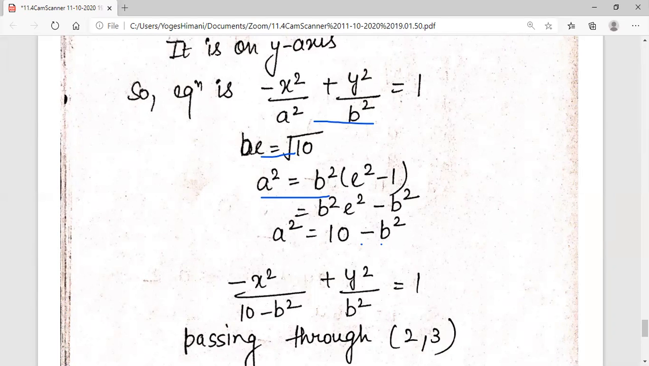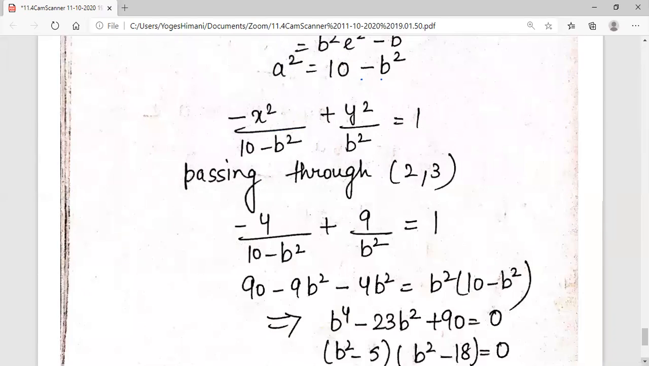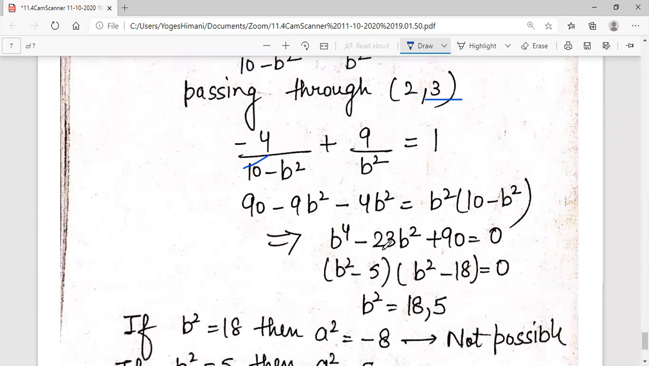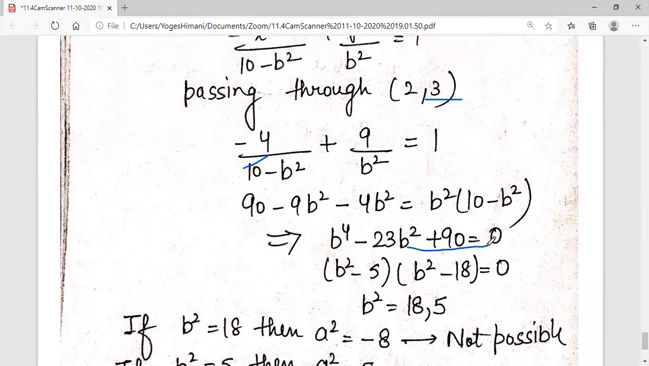Now our hyperbola is passing through the point 2 comma 3. Passing point means the x value is 2 and the y value is 3. Put both the values here. Minus 4 by 10 minus b square plus 9 by b square is equal to 1. By taking the LCM and cross multiplication, we will get the equation b to the 4 minus 23 b square plus 90 is equal to 0. Like we solve a quadratic equation, we will solve the same way, but here we will not get the b value, we will get the b square value, 18 and 5, by making factors.